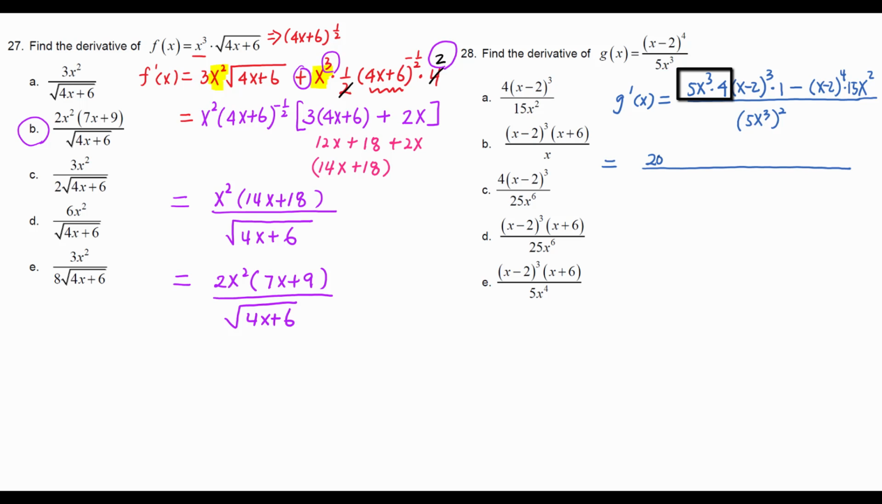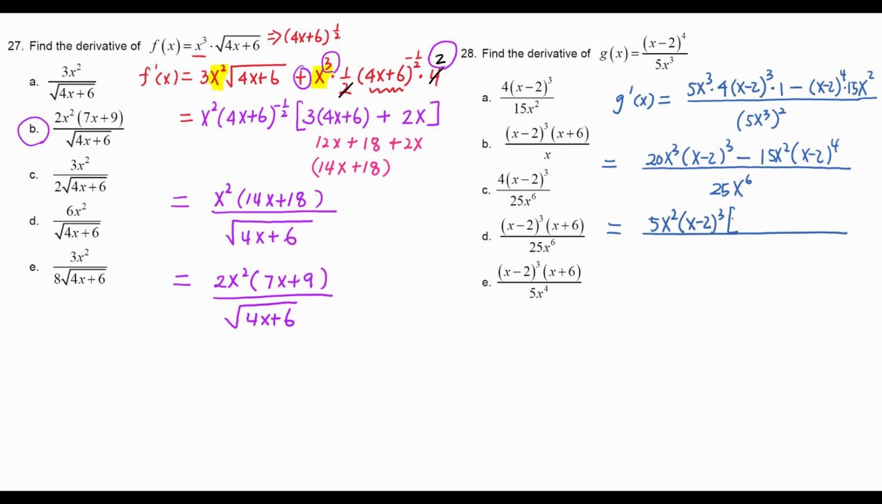So I have 20x cubed times x minus 2 to the third power, minus 15x squared times x minus 2 to the power 4, over, when I square it, I get 25x to the 6th power. Equal to, let's see the common factor. Between 20 and 15, the common factor is 5. Between x cubed and x squared, the common factor is x squared. Between x minus 2 to the third power and x minus 2 to the fourth power, the common factor is x minus 2 to the third power.